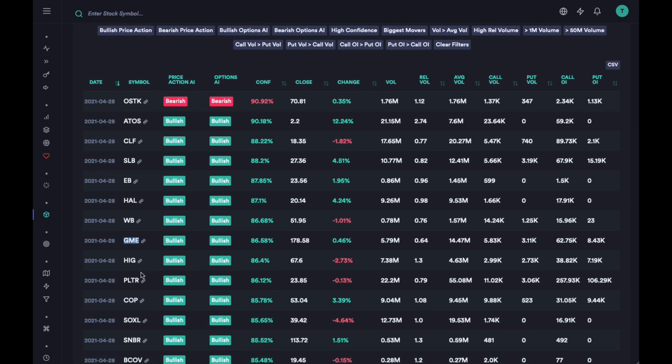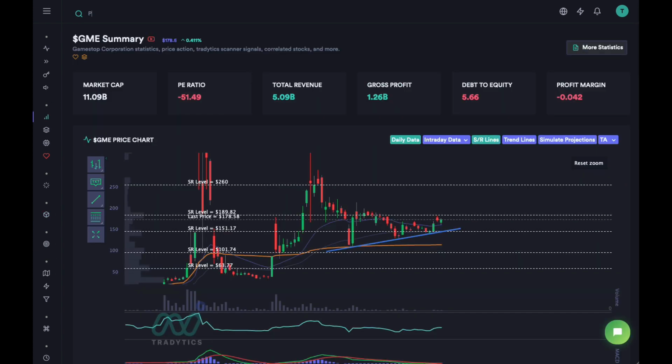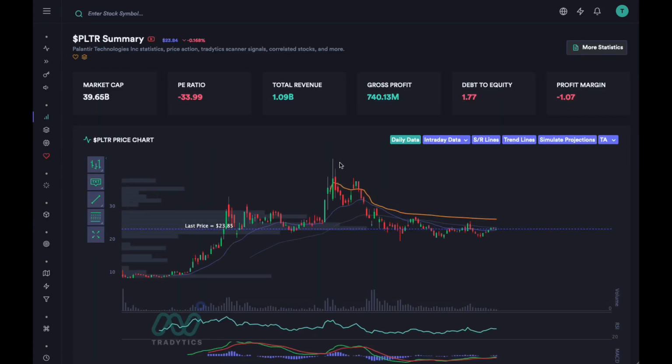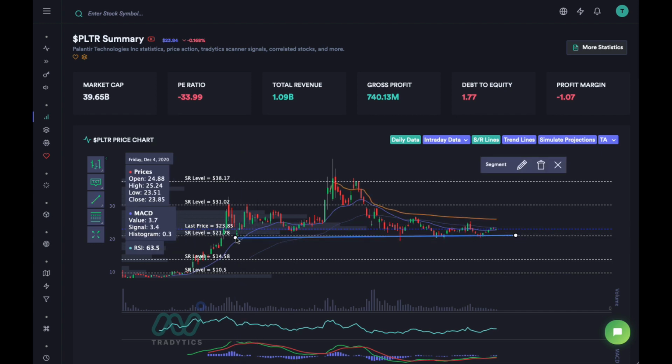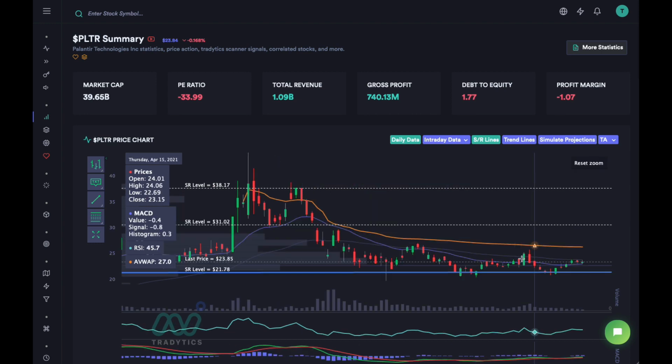So I'll just do PLTR, since again this is a fairly known company. Let's see. So we have PLTR, and yeah, I was familiar with the support line here. So we have a really good support line here. You can see that we touched this support line once, twice, and thrice, and we still went up.